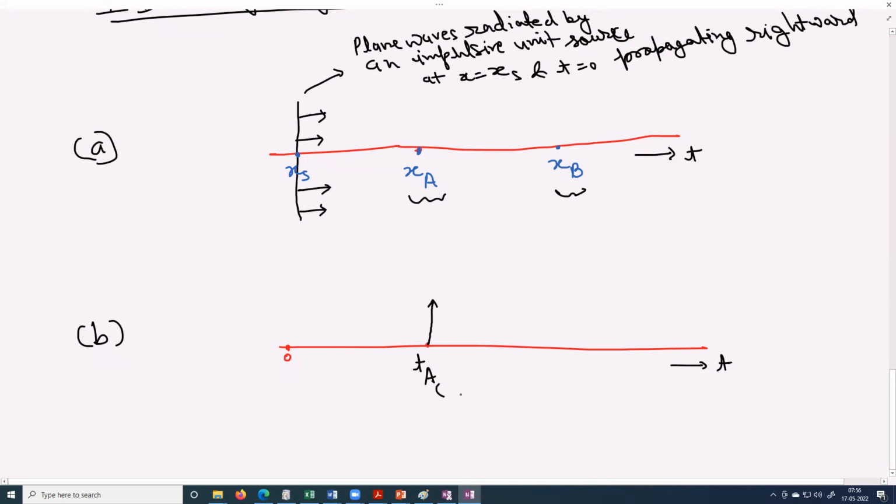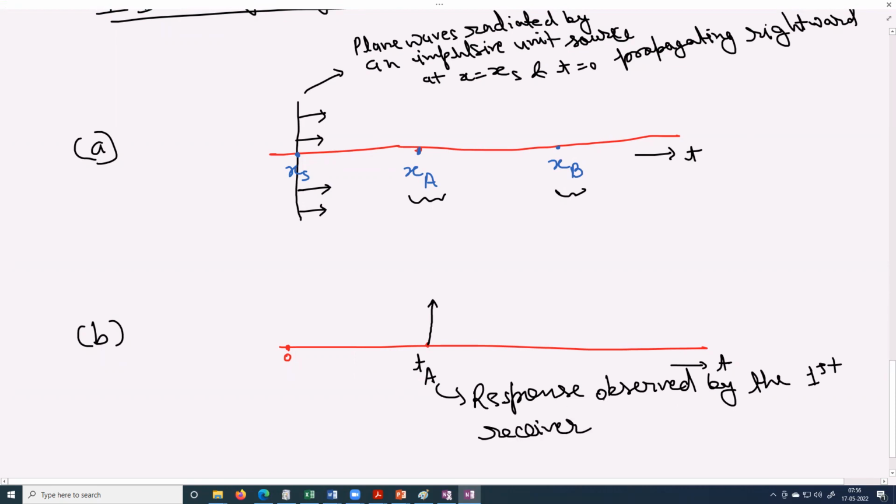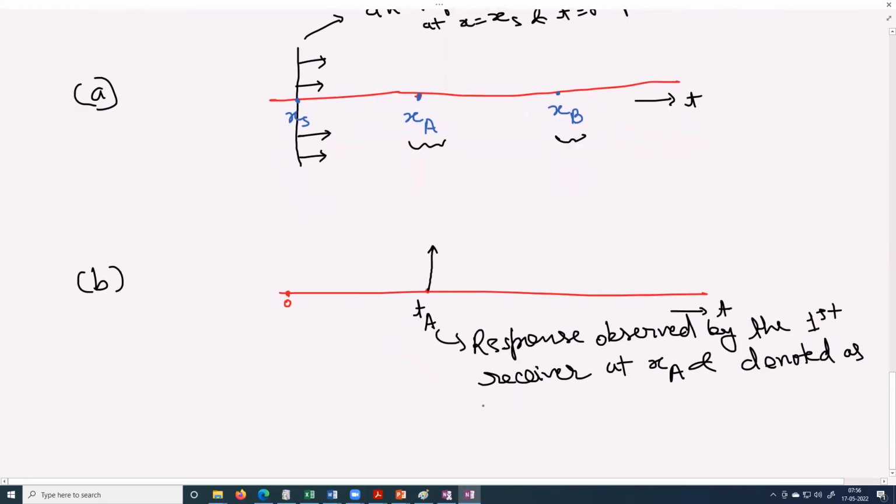So this is basically the response observed by the first receiver at XA, and it can be denoted as G(XA, XS, t), where G basically stands for Green's function.